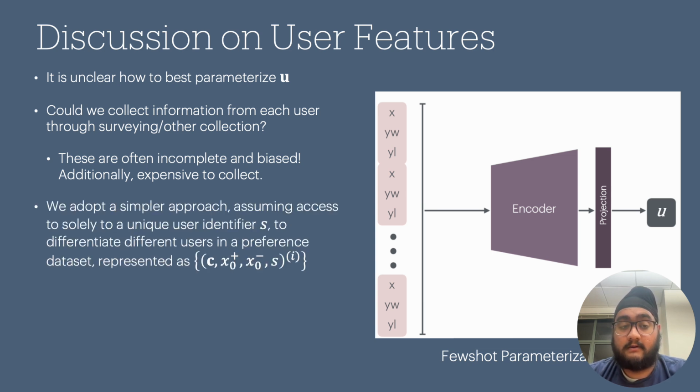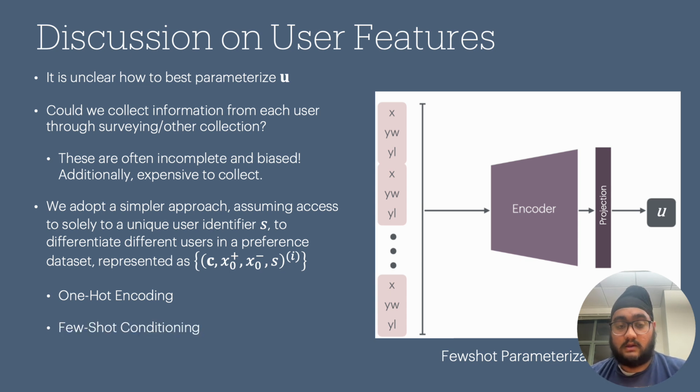We alternatively propose a simpler approach, assuming access solely to the unique user identifier S to differentiate different users in a preference dataset that we represent now as the following tuple. We can now take two approaches to then construct our user features. One is through a one-hot encoding, where each individual identifier corresponds to a unique index and is thus transformed into a one-hot encoded vector. Additionally, we can consider few-shot conditioning on features from a particular user. These features include preferences that they might have labeled before, and thus we can encode them and form a user feature.